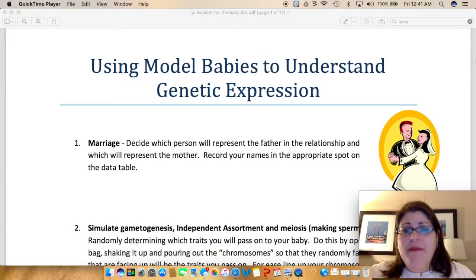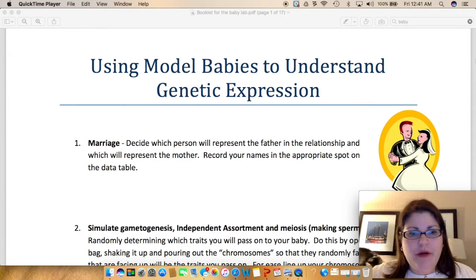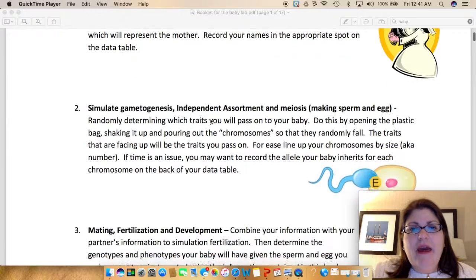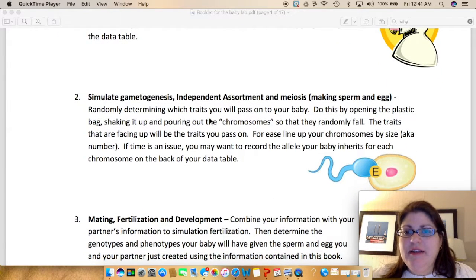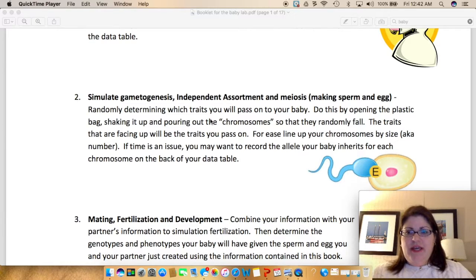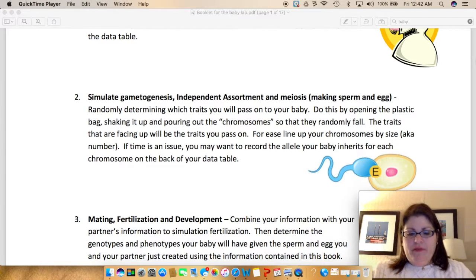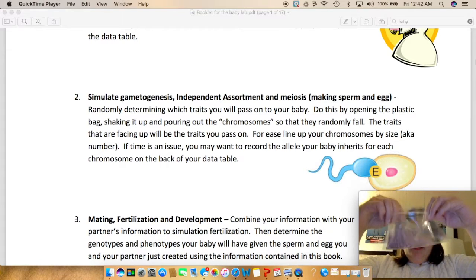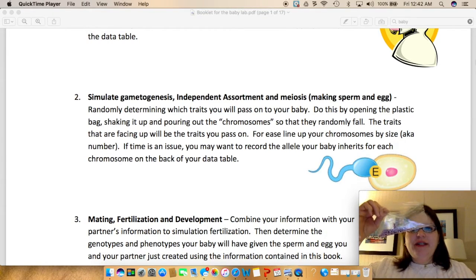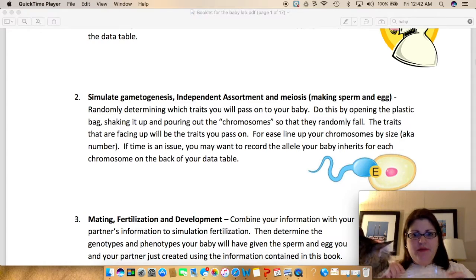So the first thing that happens is you're going to get married. So in other words, you're going to decide on who you're going to work with. And then we're going to simulate gametogenesis. In other words, we're going to simulate meiosis, the production of sperm and egg. So to do that, you're going to take your little Ziploc and give it a good shake. It works best if you kind of open it up a little bit, give it a shake like that, and then you're going to dump out your chromosomes.